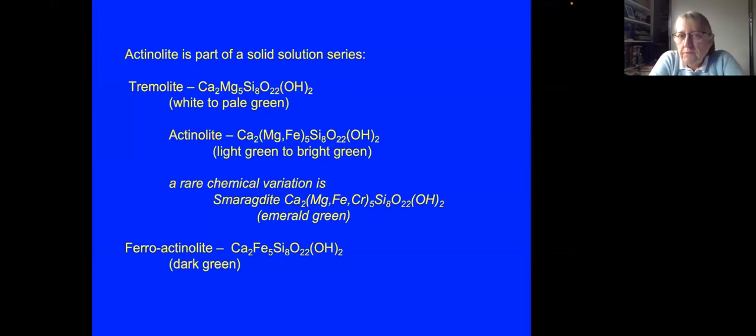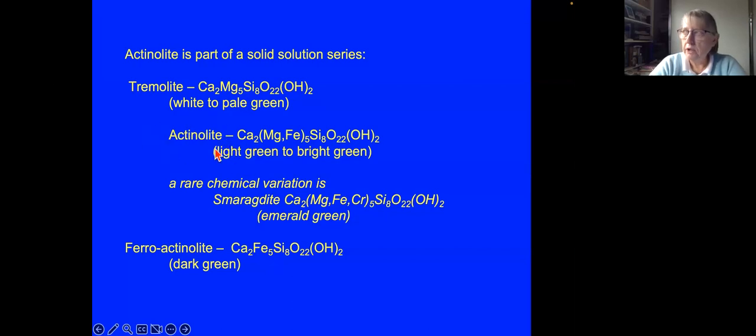Now, actinolite is part of what's called a solid solution series. And I'm not sure what everybody's mineral background is in terms of chemistry, but basically if you go from tremolite, which is a sister mineral, so tremolite up here has magnesium, and then the other end of the series is ferroactinolite, and I'm sorry, I pointed to calcium, it has magnesium. Ferroactinolite has iron. Anything in the middle where it can switch back and forth from magnesium to iron in different proportions is referred to as actinolite.